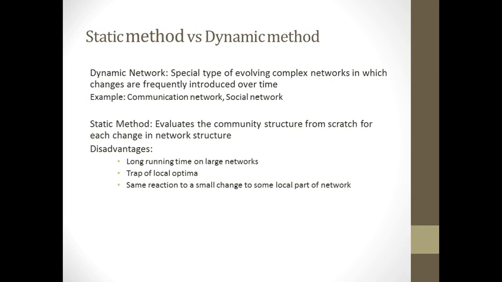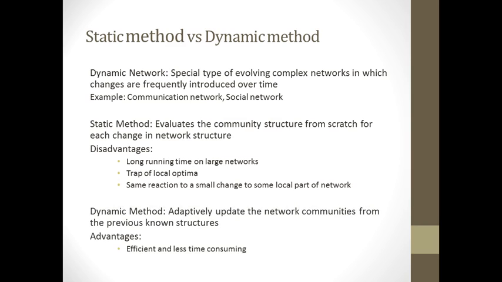So, to detect the communities in this kind of network, if we use static methods, which evaluate the community structure from scratch for every change in network structure, we have many disadvantages. For huge networks, they take large running times, and they might get trapped in some local optima. Even for small changes made in some local part of the network, the static algorithms reconstruct the entire network from scratch, and hence it is very inefficient, as it consumes a large amount of time.